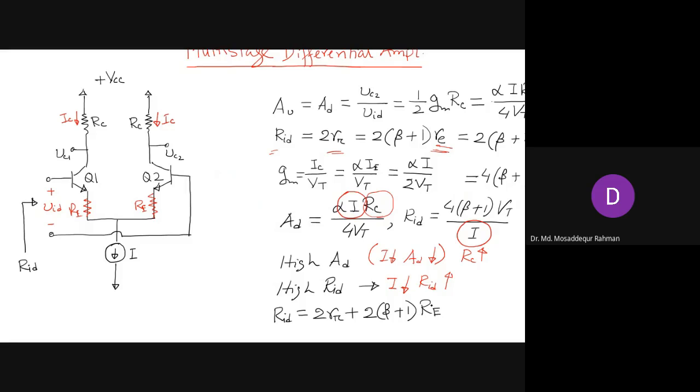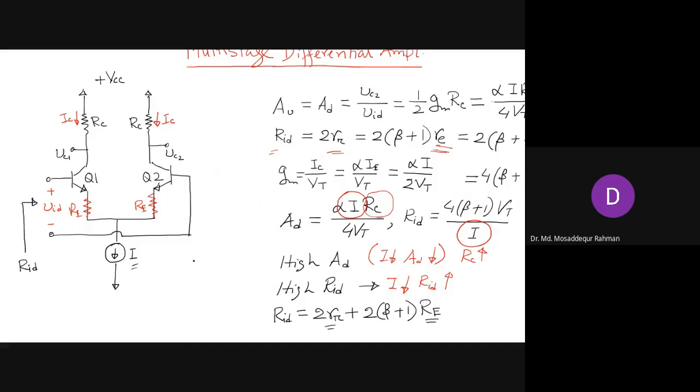So now here, the input resistance will go up because we have another component RE, and that is multiplied by beta plus 1. So we can use both a reduced current I to have high R pi, and also from the RE, we can have another component added to the input resistance. So this will significantly increase our input resistance. But what about the gain?